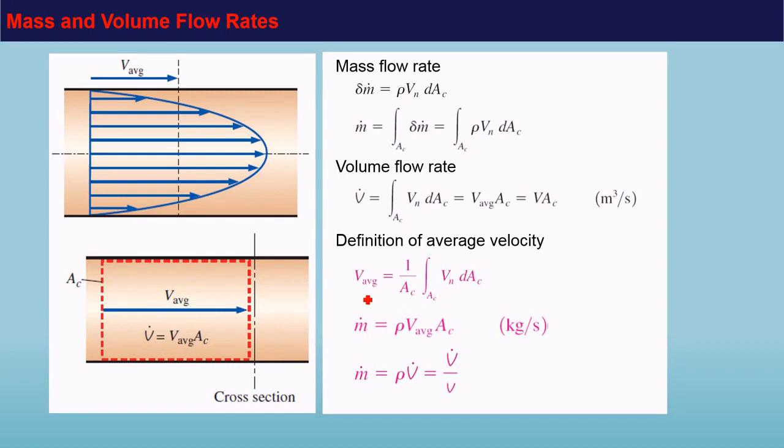So how we calculate average velocity is, V average times cross-sectional area is equal to the volumetric flow rate. So using the V average value, we can calculate m dot, the mass flow rate through the tube. So in this course, when you are told that the velocity of a liquid flowing through a tube is this much, that means the average velocity.